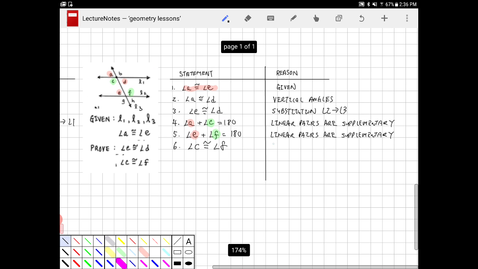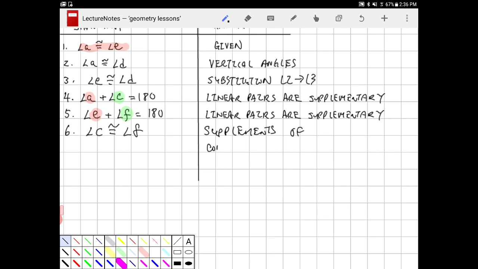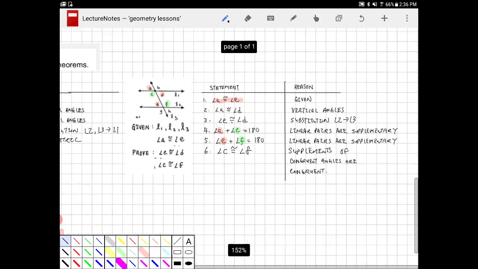And the reason for that is supplements of congruent angles are congruent. There you go.